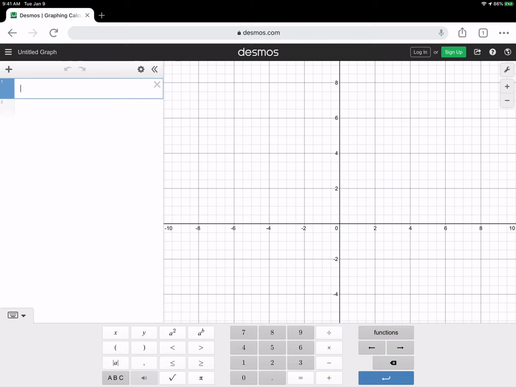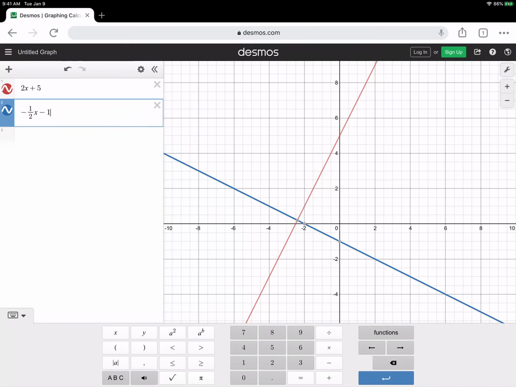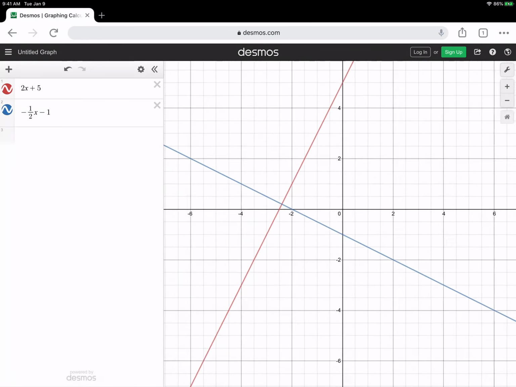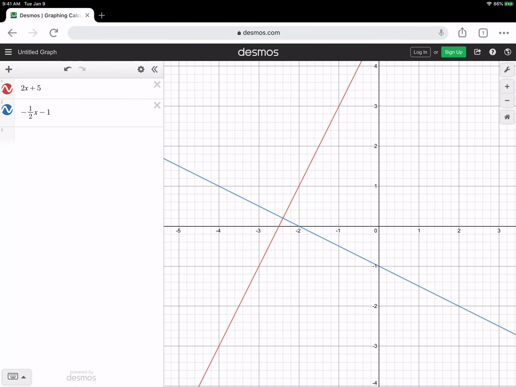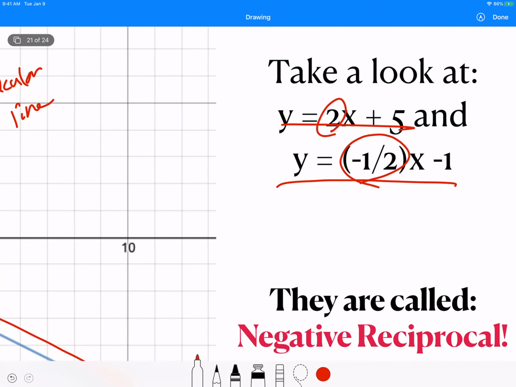When you go to Desmos and type in, let's say, 2x plus 5, and then negative 1 over 2x minus 1, you will see that these two lines are going to be perpendicular. And notice how their slopes, 2 and negative 1/2, like I told you before, are called negative reciprocals.